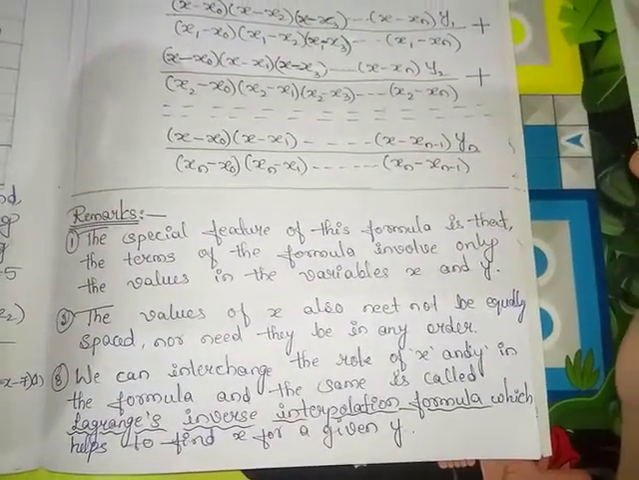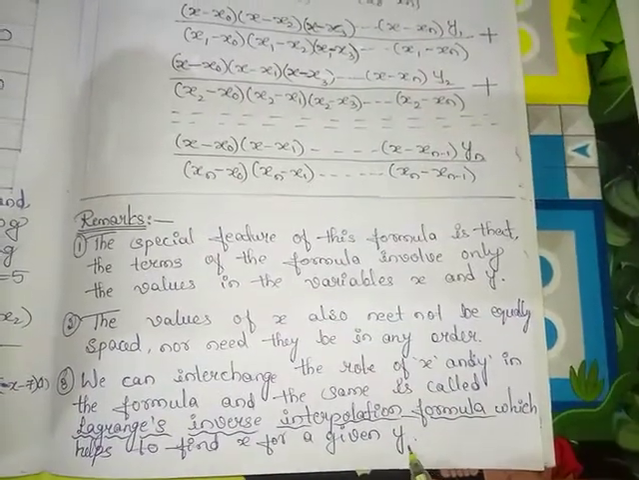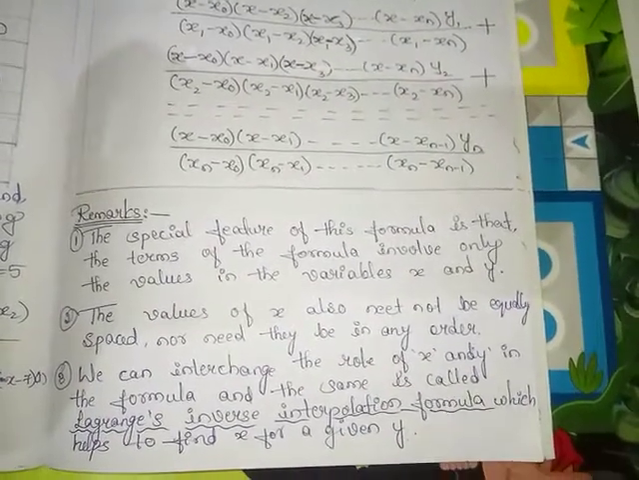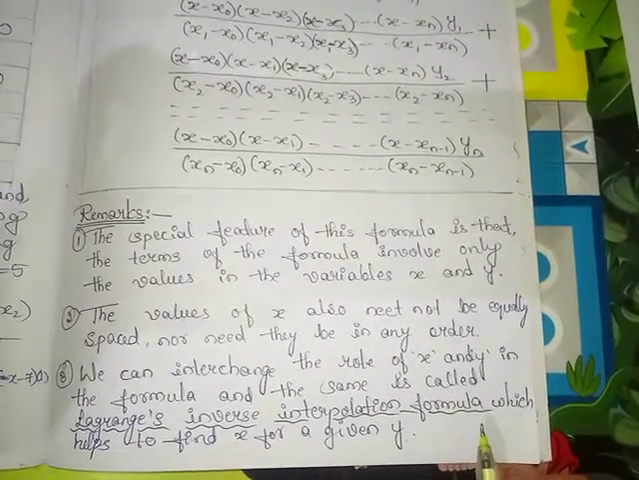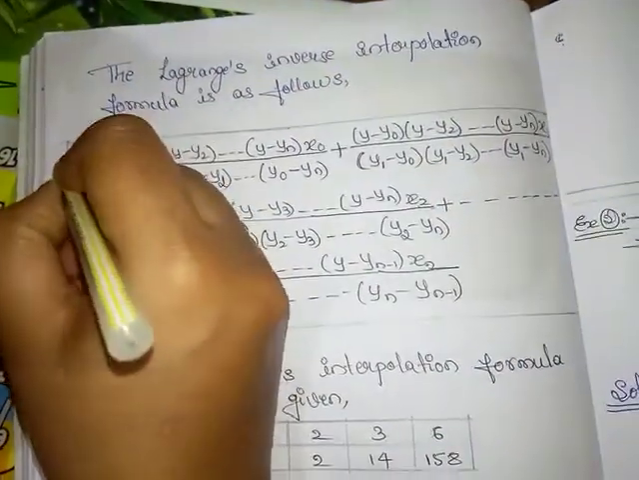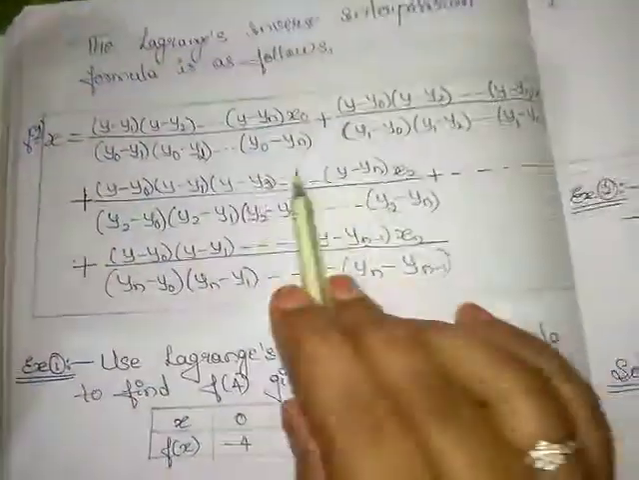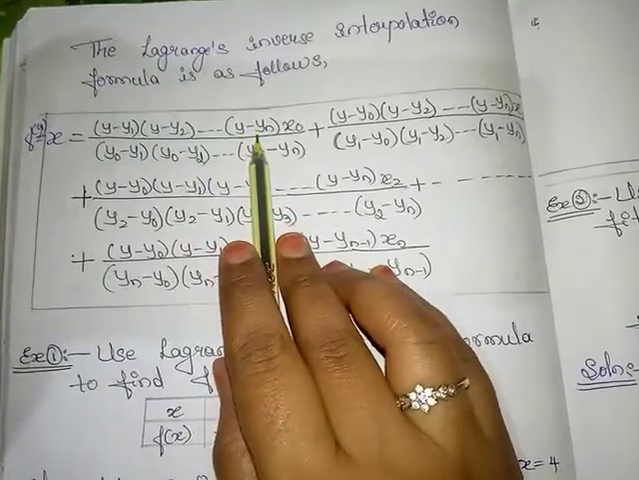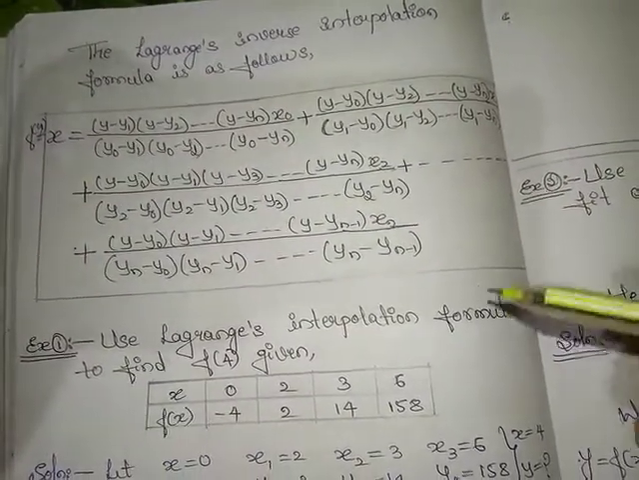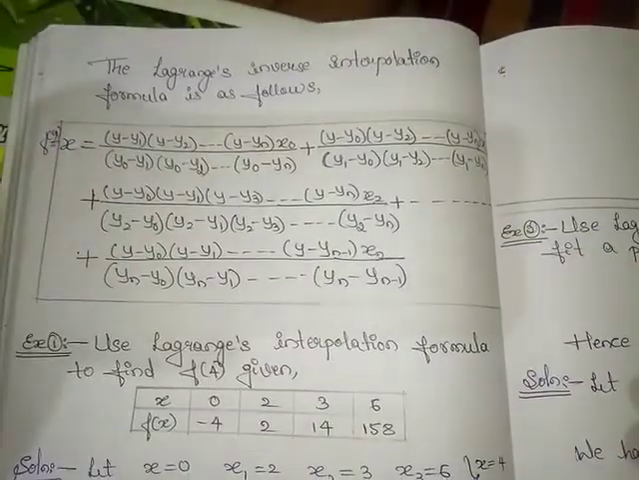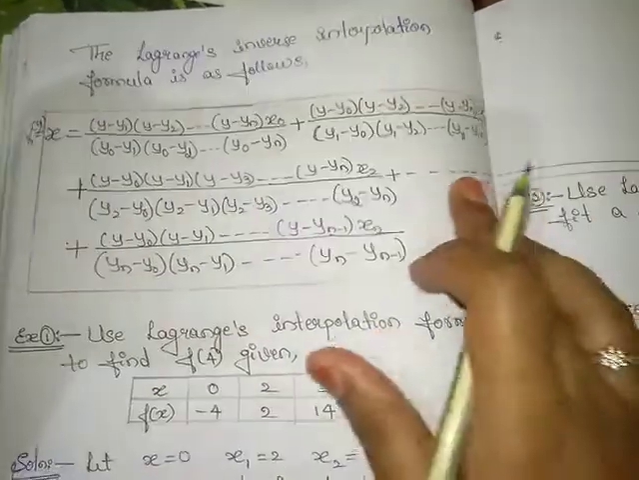For that we have to find the value of x. Then what is the Lagrange's inverse interpolation formula? x is equal to f of y is equal to this one. Substitute y wherever x is there in Lagrange's interpolation formula. You will get the Lagrange's inverse interpolation formula.